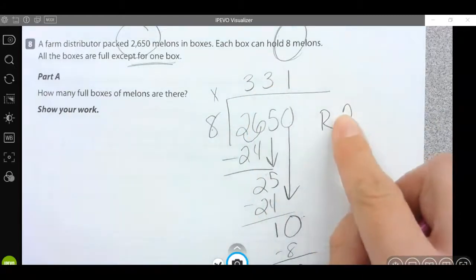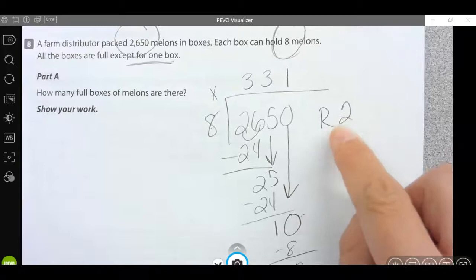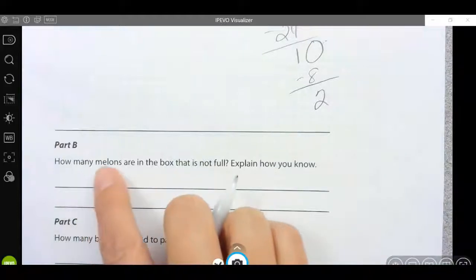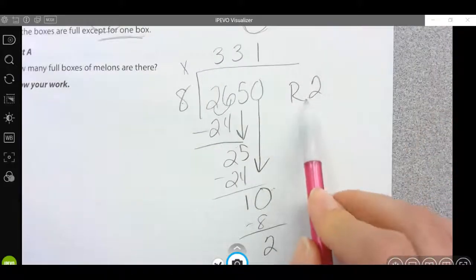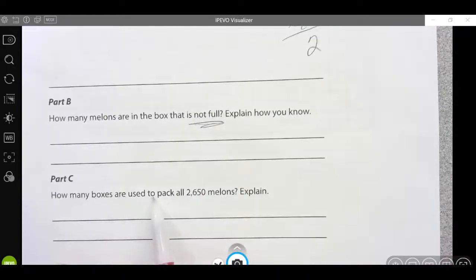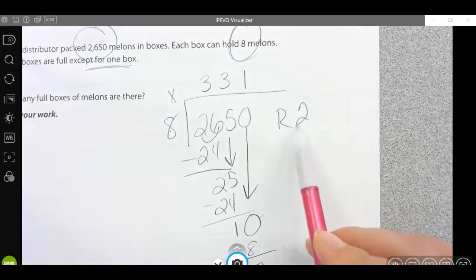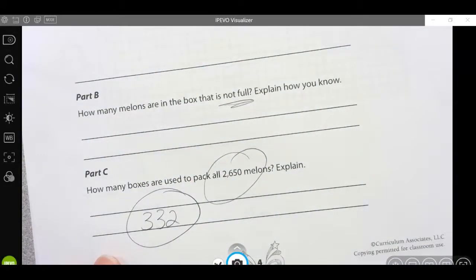331. Okay, there's 2 melons that are left over, but they need to go to the store to get sold. So how many melons are going to be in their own little box? 2. So let's answer the questions. How many melons are in the boxes that are not full? 2, because that is our remainder. Good. How many boxes are used to pack this many melons? How many boxes? 331. But hold on. There's a box that has 2 in it. 332. Okay? Don't let that trick you tomorrow.